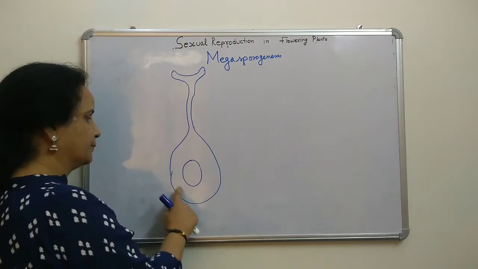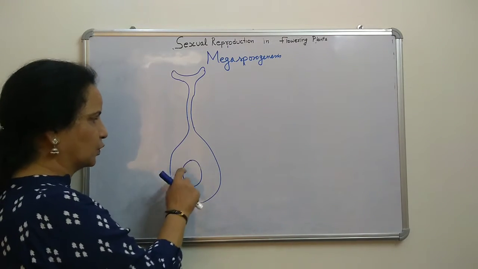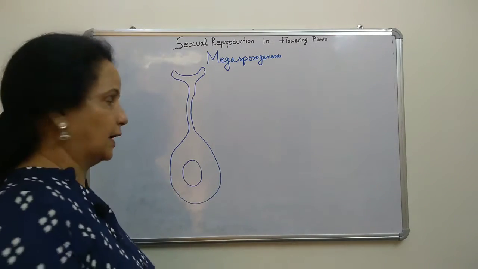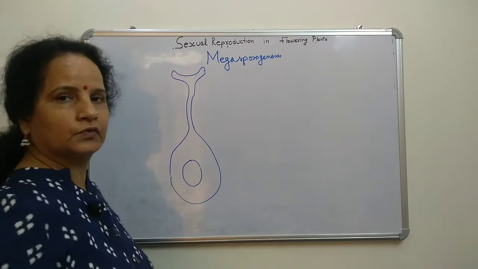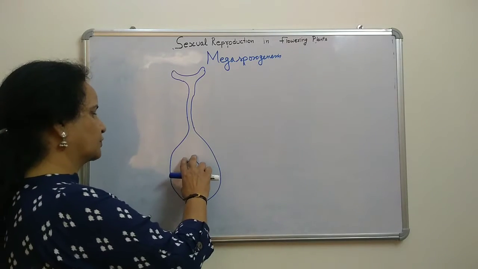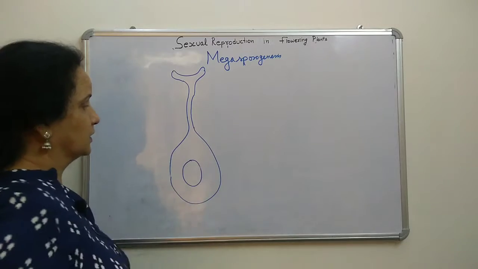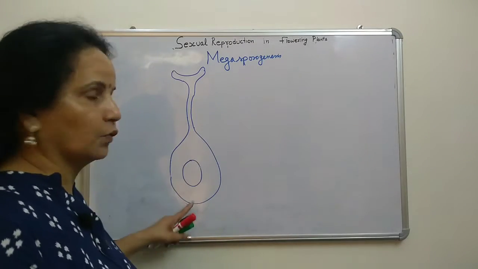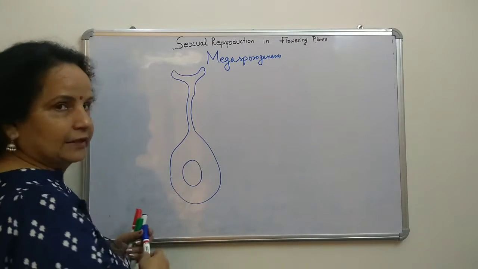This one is the ovary. After fertilization, the ovary turns into fruit and the ovule becomes seeds. First of all, we will see how it is. This ovule is attached to the ovarian wall through the placenta.